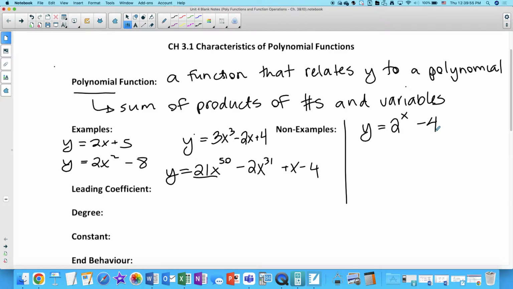Or think about any of the other types of functions we've looked at. y equals 1 over x. Yes. This is a rational function. Even though you can write it as x to the negative 1, we're not multiplying by x in this case, we're actually dividing by x. So anything rational where there's a variable in the denominator is not a polynomial function.